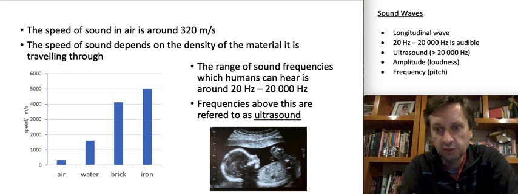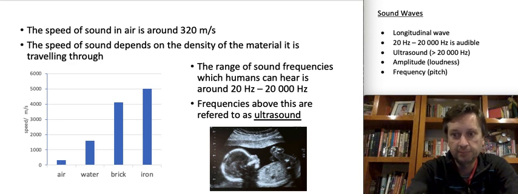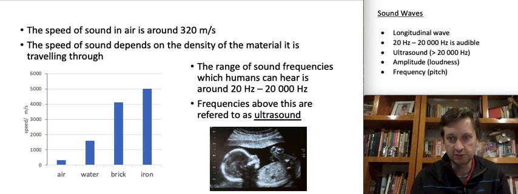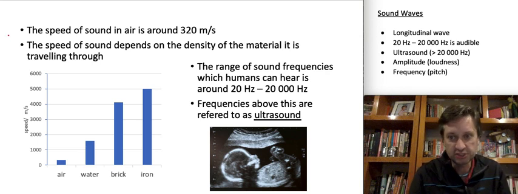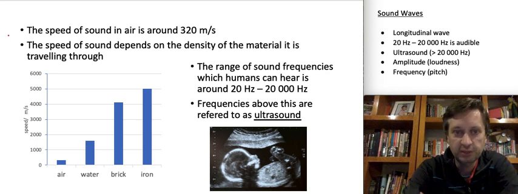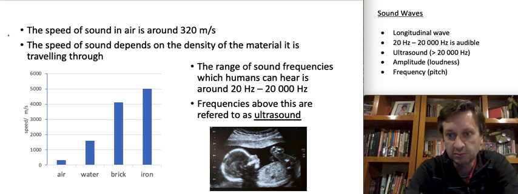Okay, so first of all, I just picked out some of the key things that are in the syllabus that you need to know about sound. Largely, it's just statements of fact that you need to remember. So first of all, the syllabus specifically says you need to know that the speed of sound in air is approximately 320 meters per second. Incidentally, that's about 1 million times slower than the speed of light.